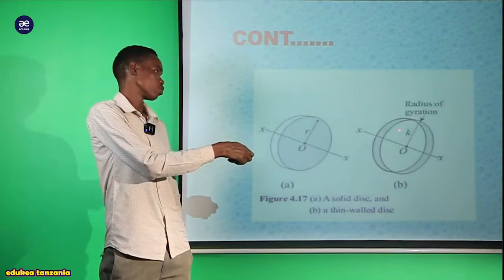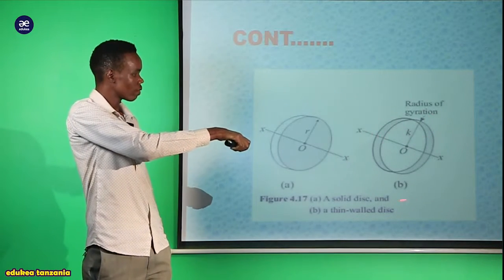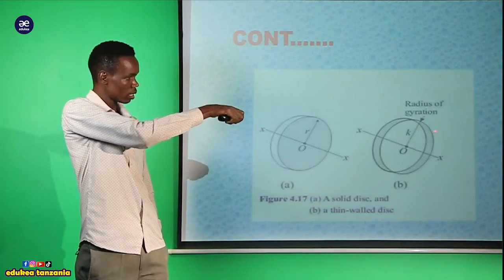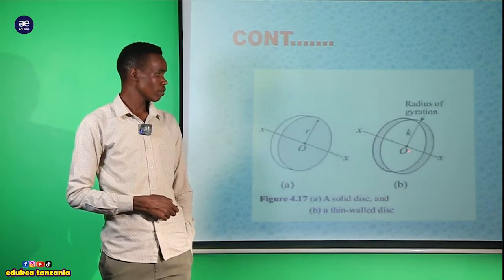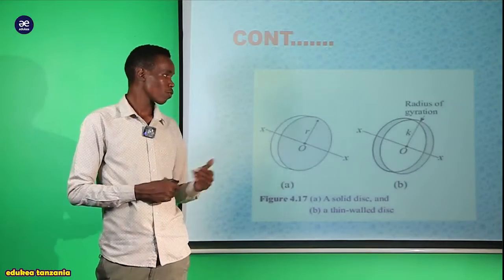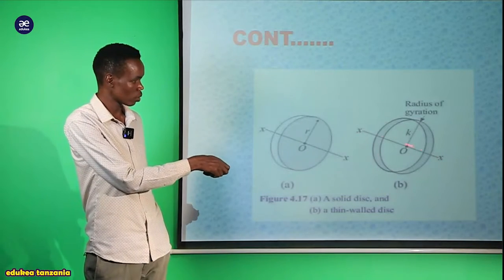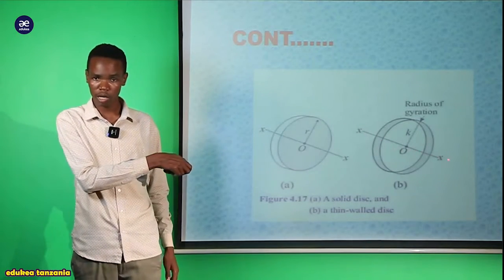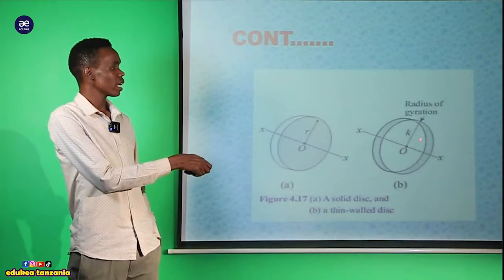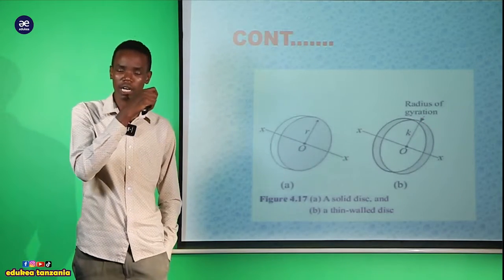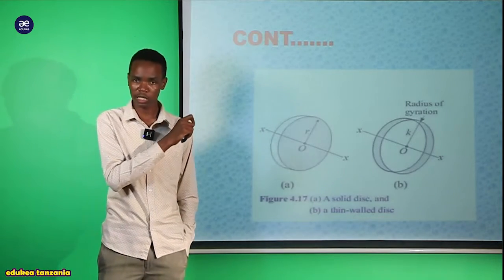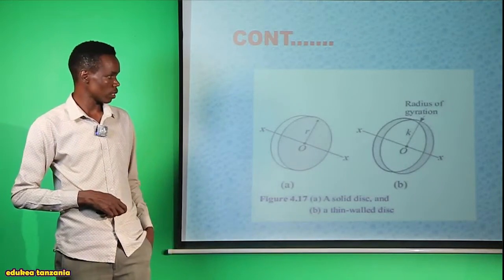As we see, we have the disk, and this disk is covered by elemental disks, as we see here, covered by some elements. Even for the second figure, we have the axis of rotation, which is x. This line passing through the center represents the axis of rotation. From the center to this point, this gives us the distance k. And that distance k is what we call the radius of gyration. This could be the radius of gyration.